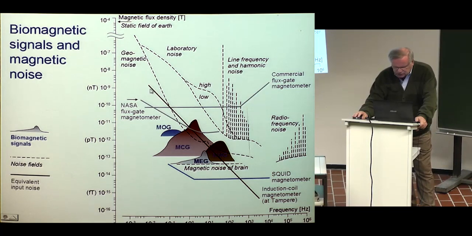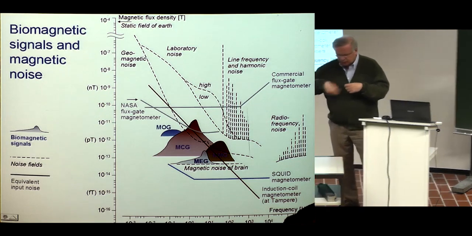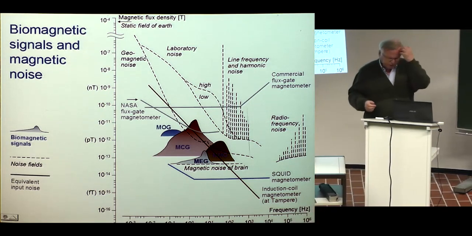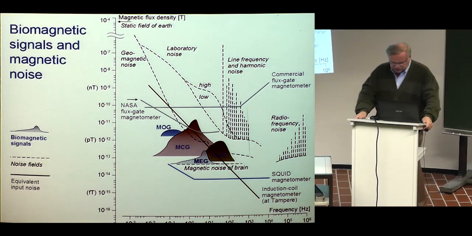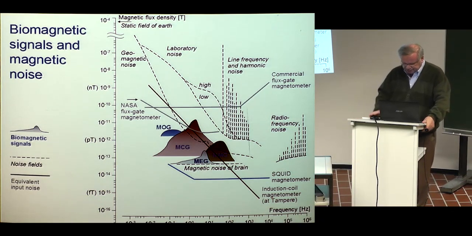Here is an induction coil magnetometer. I have another picture. This is the noise level of the induction coil magnetometer when the copper wire is wound on the coil at room temperature. This is the world's most sensitive induction coil magnetometer that we constructed in Tampere. You find that it is just about sensitive enough for detecting magnetocardiogram, but not for magnetoencephalogram.